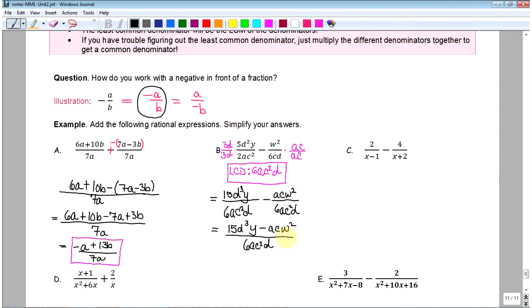And as complex as this looks, there's nothing we can do to cancel. There are no common terms to be factored out in the top, so this would be our simplified answer.